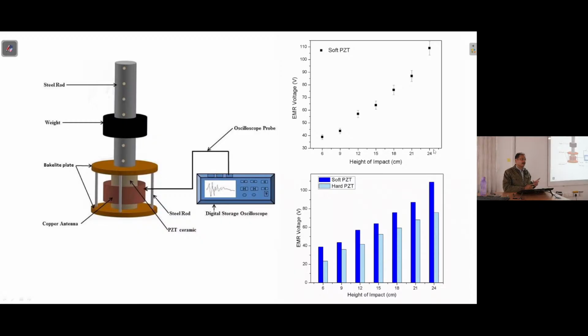And then just for the sake of comparison, two grades, one soft PZT and one hard PZT, are compared. For the hard PZT you require a bit higher load to actuate it, so that's why this is giving comparatively less amplitude, and this is giving the higher one. But both are more or less varying linearly as the height of impact is increased. So there is some correlation between the applied load and the obtained signal.